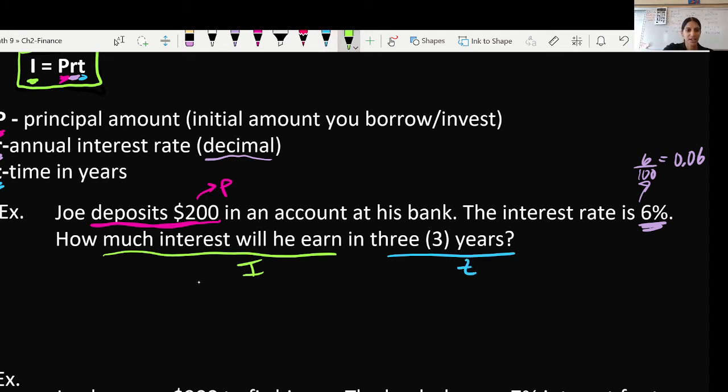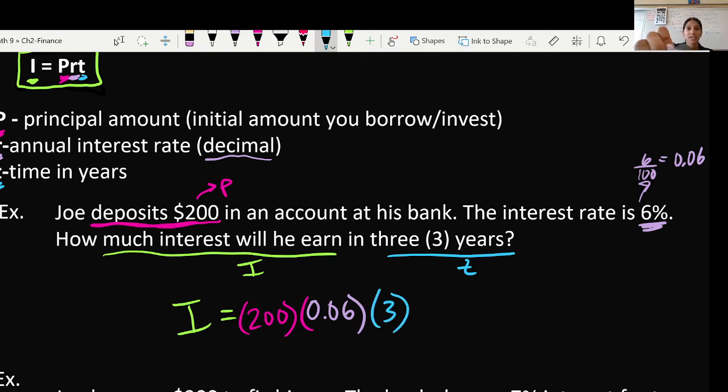So let's put this all together. I is what we're looking for, equals P, which is $200, times R, which is our 0.06, times our T, which in this case is 3 years. So in this first example, it's nice and straightforward in that it's given to us with the I isolated. That's the part that we're looking for, the interest. We would just punch this into our calculator, and when we do that, we would find that the interest is $36.